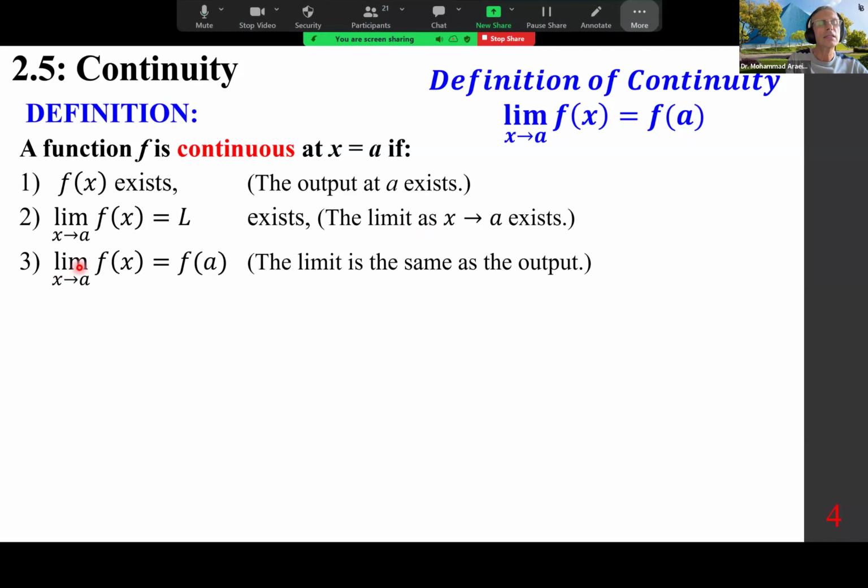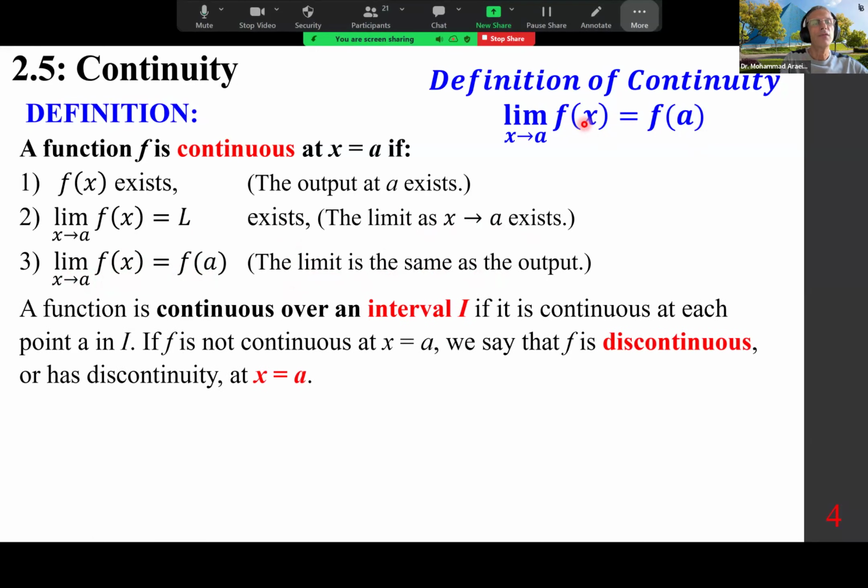And number three, this limit of f of x as x approaches a and this functional value f of a are the same. The limit is the same as the output. That is the definition of continuity. A function is continuous over an interval I if it is continuous at each point a in I. If f is not continuous at x equals a, we say that f is discontinuous or has a discontinuity at x equals a.